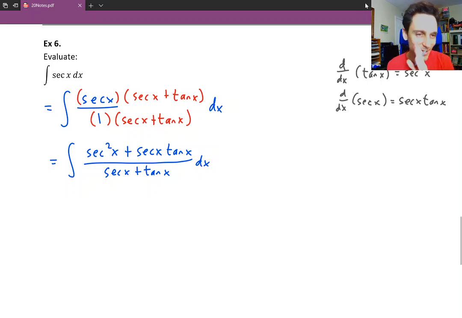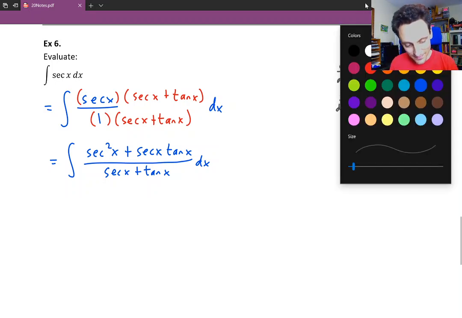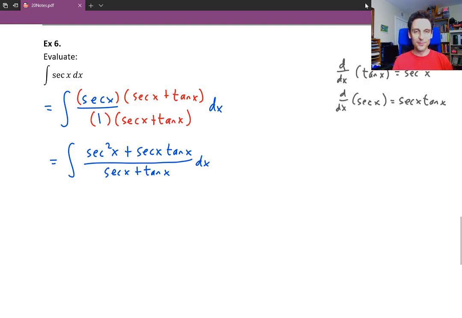This is the mnemonic from many packets ago. Check the video for packet 5 if you have forgotten. So here, these are the derivatives. So we like to see things like secant squared x and secant x tangent x. We like those to be with the dx. And that's what we're going to get when we multiply secant x by secant x plus tangent x.